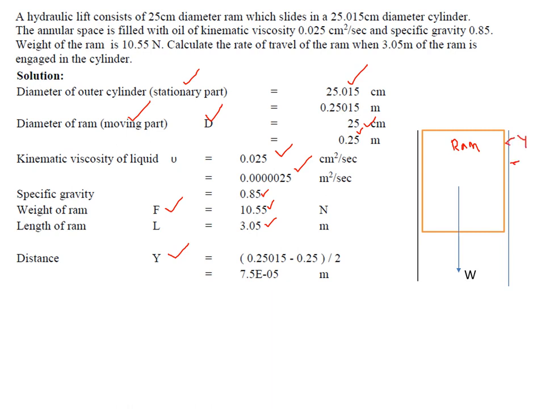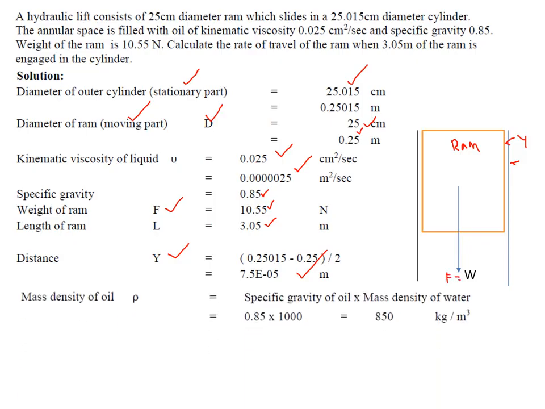Therefore y is 0.25015 minus 0.25, divided by 2. I converted into meters, so it is 7.5 into 10 raised to minus 5 meters. Now the shear force is in the direction of the movement, so F has to be equal to W. Before we go for the calculation, the mass density of oil has to be calculated, which is 0.85 into 1000, so 850 kg per meter cube.